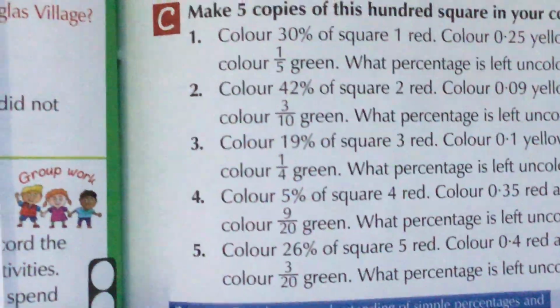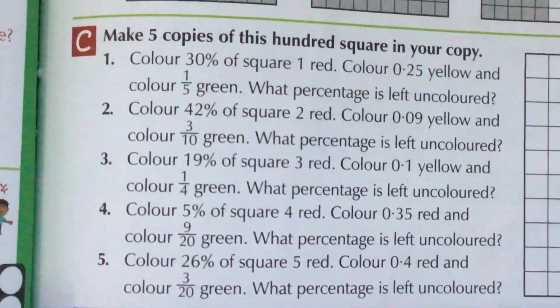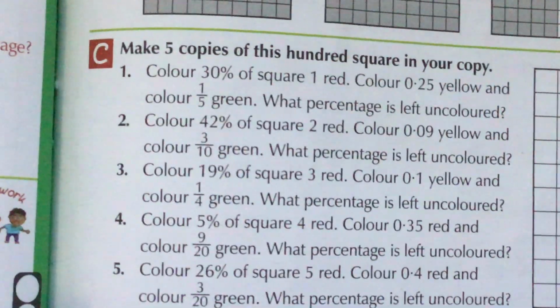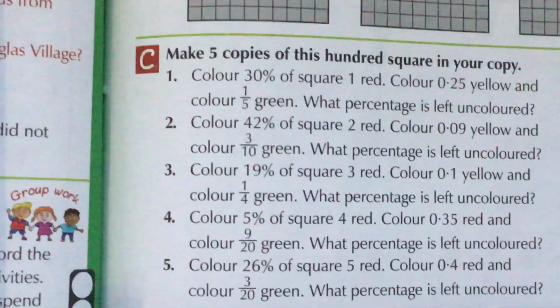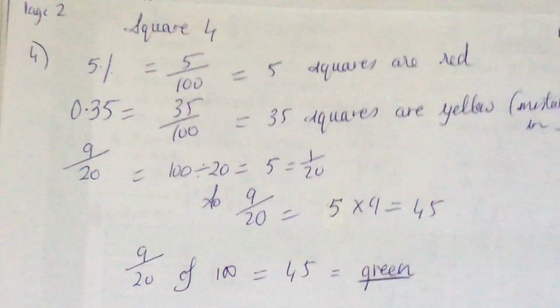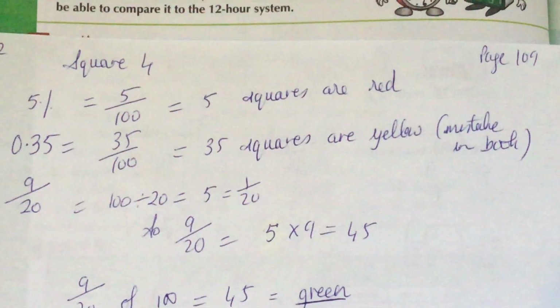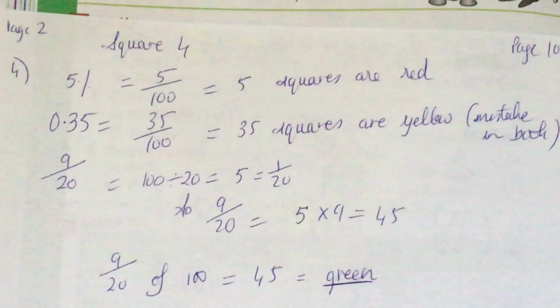Now I'm going on to square 4. Okay, guys? Square 4 is 5% are red, 0.35 or yellow. That's a mistake, and I'm sure you've realised that yourselves. And 9 out of 20 are green, if you're following the method introduced in the last 3. So 5% is 5 out of a total of 100, and that's 5 squares. So 5 out of 100 squares are red.